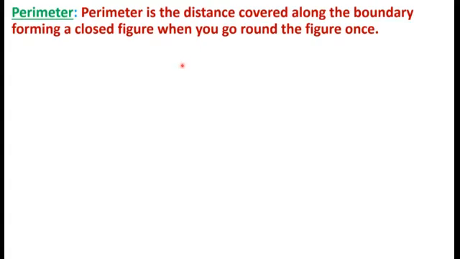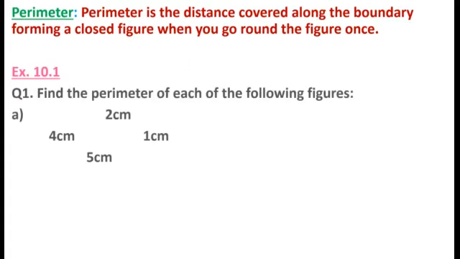Let us understand this with the example of exercise 10.1. Question number 1. Find the perimeter of each of the following figures. First one, you can see this figure is given and it is a closed figure. Suppose you start from this point and cover the whole distance, this side, then the second side, then this one, and then this one. So the total distance of this outer boundary is called the perimeter.